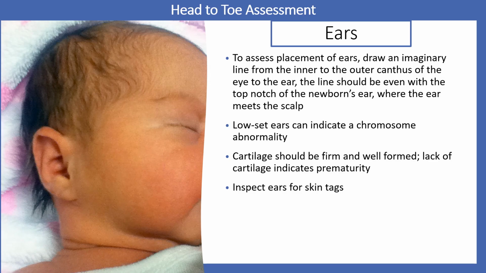For the full-term newborn, ear cartilage should be firm and well formed. A nurse also inspects for skin tags on the ears. Ears and kidneys form at the same time in utero, so there could be a possible kidney problem if skin tags are present on the newborn's ears.